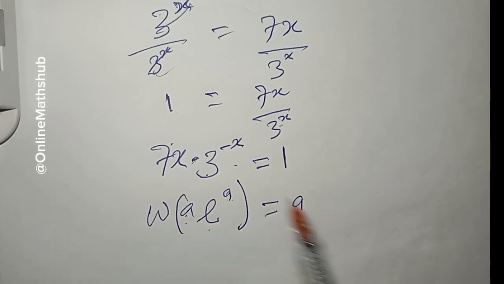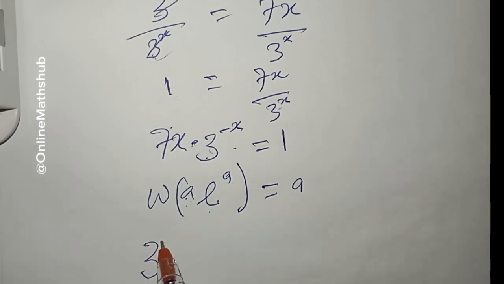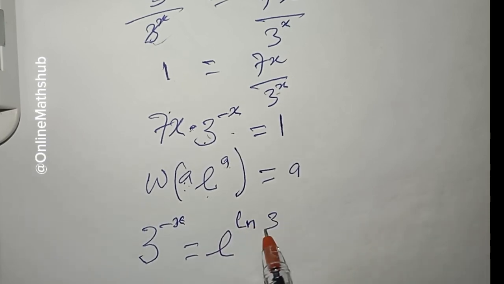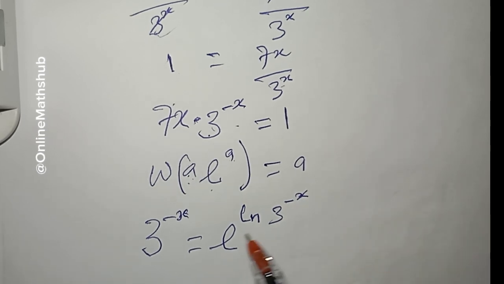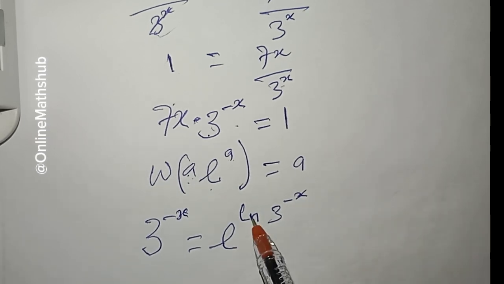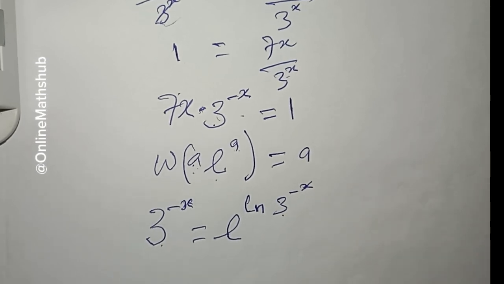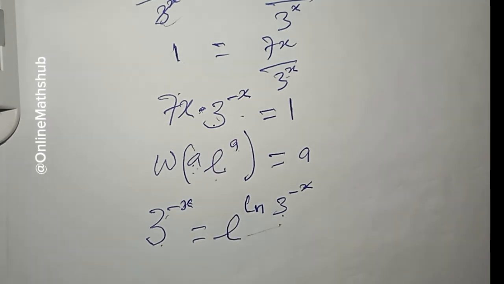To achieve that, I'm going to write this 3 power negative x as exponential natural log of 3 power negative x. I have not actually changed anything because exponential of natural log is equal to 1, and then 1 times 3 power negative x gives you the same thing. So in place of this, I'm going to write this one over here.